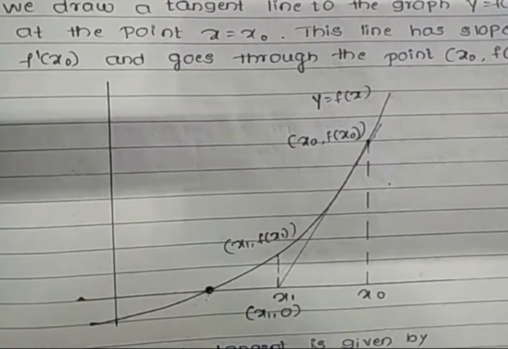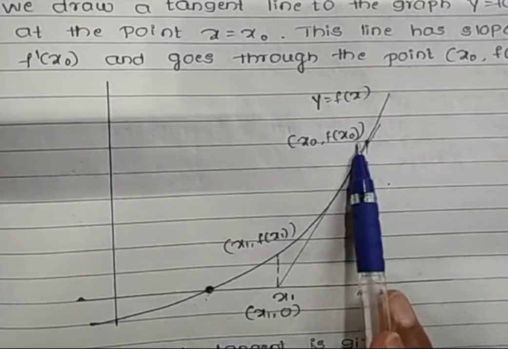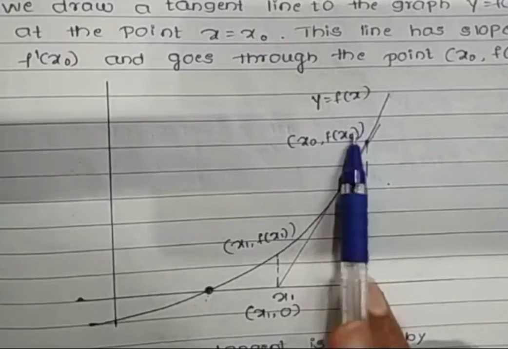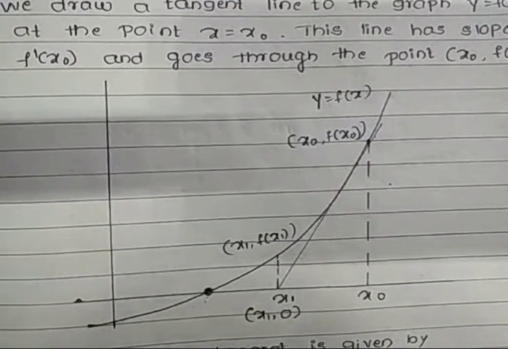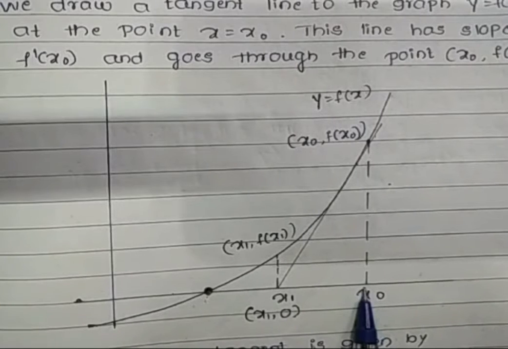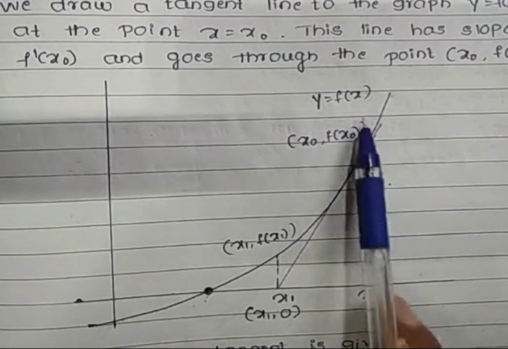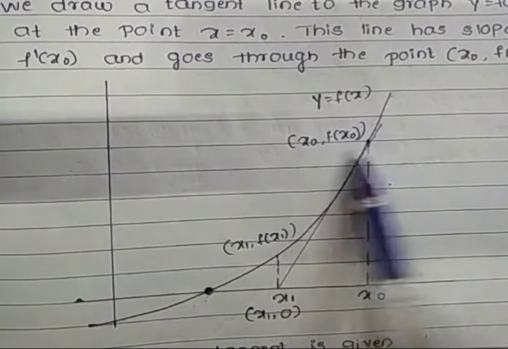Initially we select one value, that is x0. From this, draw a straight line. Then the coordinate points: we write coordinate points using x comma y. So here the x-axis value is x0 and the y-axis value is f of x0. Therefore, the coordinate point is x0 comma f of x0.